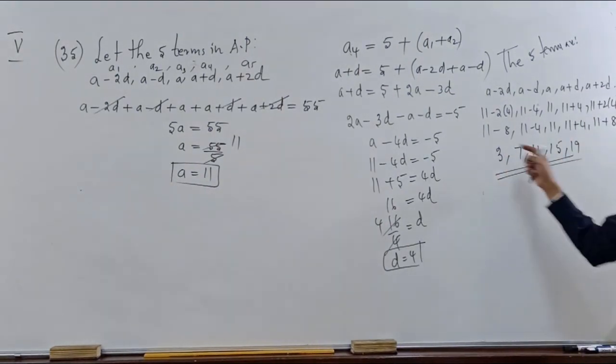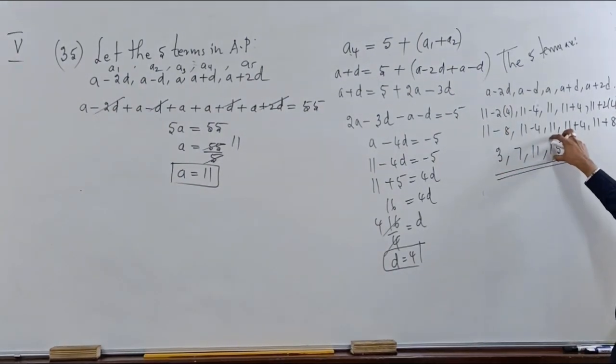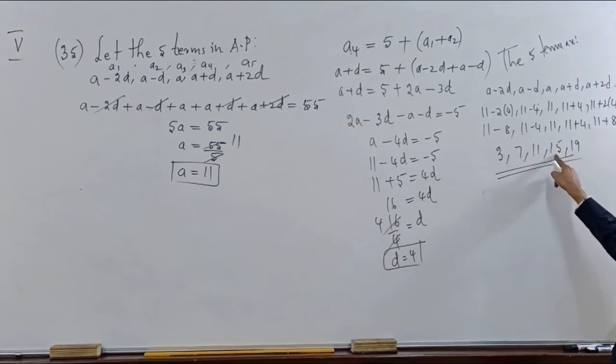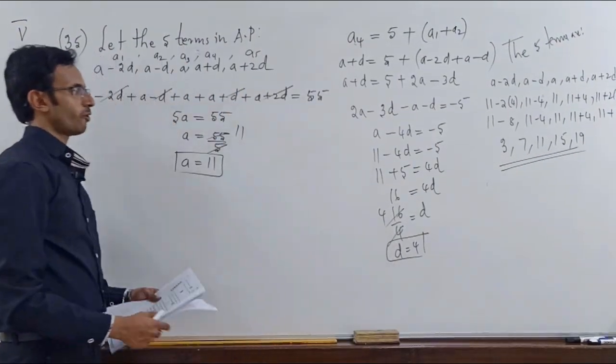If you add all these 5, you are going to get 55. The second criterion is that the fourth term is 5 more than the sum of the first two. Adding these two will give you 10, and 5 more will give you the fourth term, which is given as data here. So you can verify in that way also.